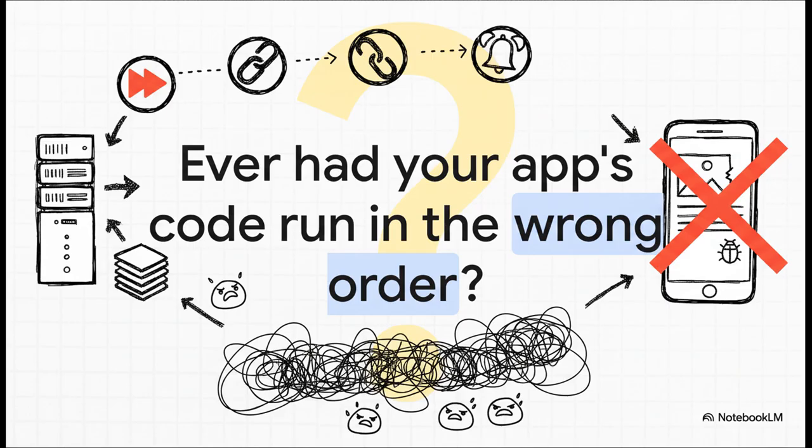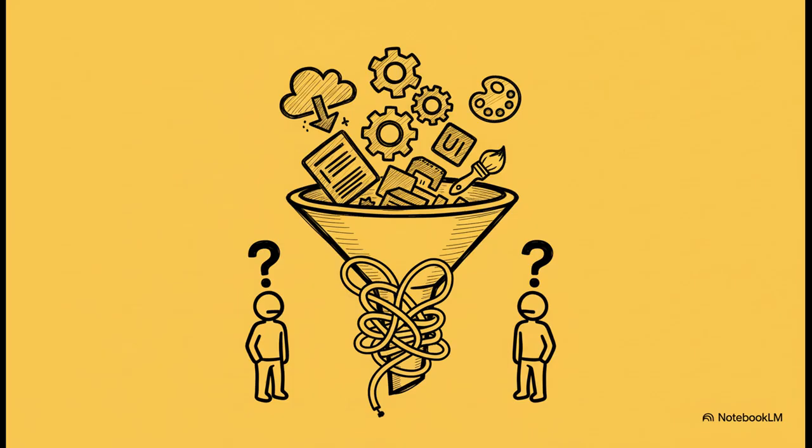So, be honest. Have you ever been there? You write some code to fetch data from a server. Then you need to process that data and then, finally, display it. But what happens? Your app tries to display the data before it's even finished fetching. It's such a classic and frustrating problem that leads to crashes and some really weird bugs. And look, if this has happened to you, you are so not alone. This is one of the biggest challenges in concurrent programming. When you have multiple things happening at once, how in the world do you make sure that the really critical steps happen in the right sequence?